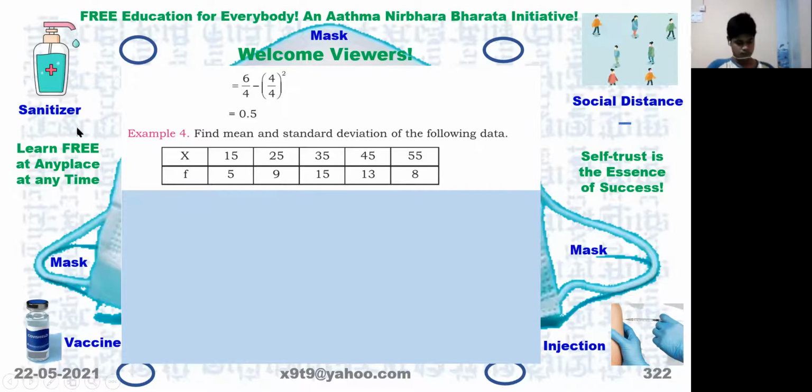So the data given with x values and f values, this table is called the frequency distribution table. So when it is given like this, that is the method you have to do.